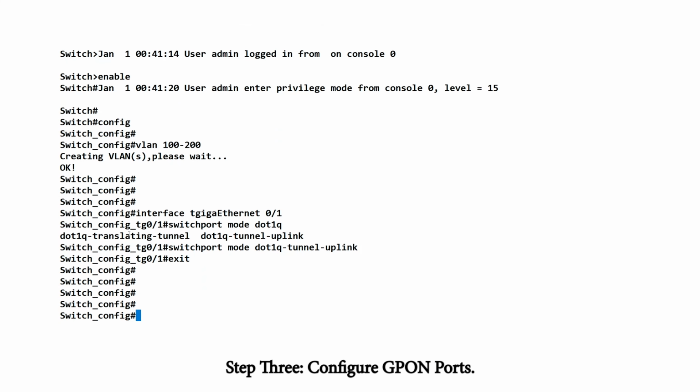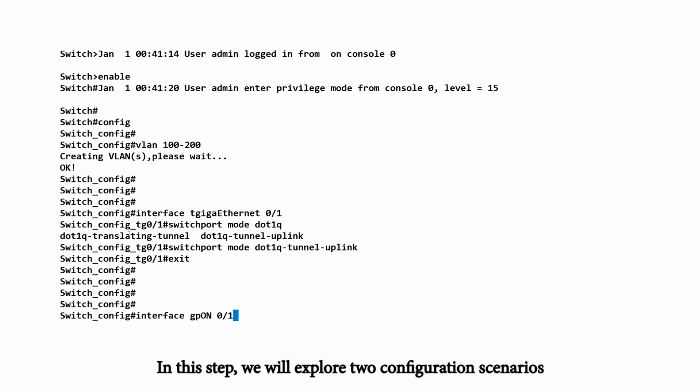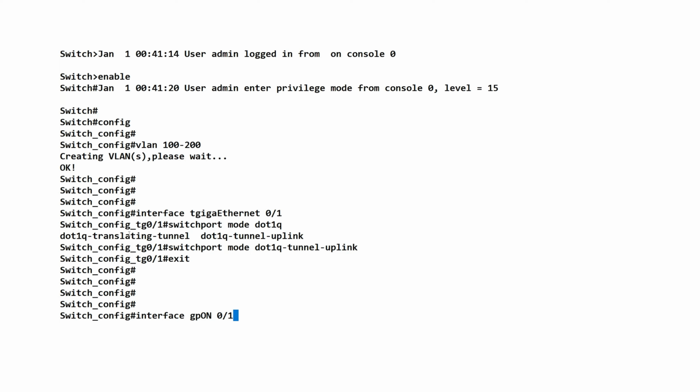Step 3. Configure GPON ports. GPON ports are responsible for forwarding traffic to the ONUs. In this step, we will explore two configuration scenarios depending on the required VLAN setup. Scenario 1. Access mode on a GPON port.